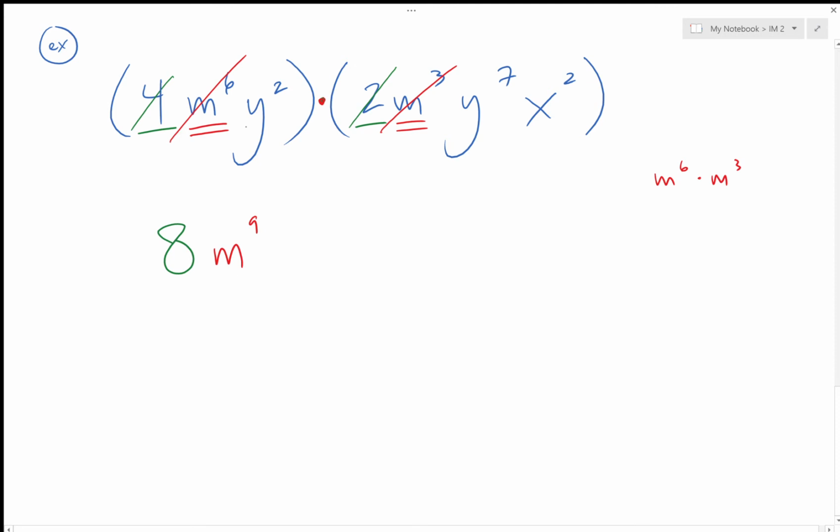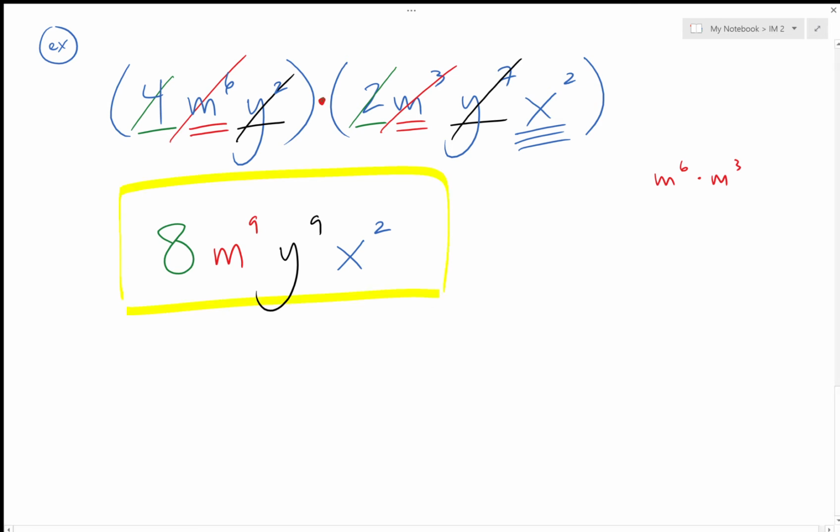So let's see, what else? I've got y squared and y to the 7th. They're being multiplied. So we have y to the 9th. Now this poor x squared has nothing to go with it, so we just pull it down and connect it to it. And there we have the answer, multiplying those two parentheses together. So we're using the properties from earlier, just now in multiple steps.